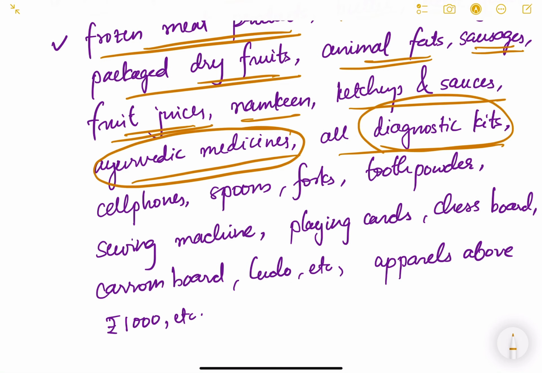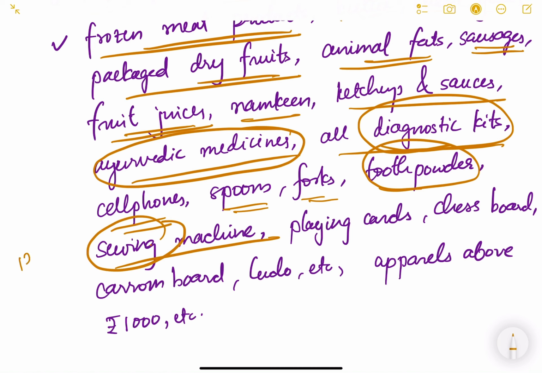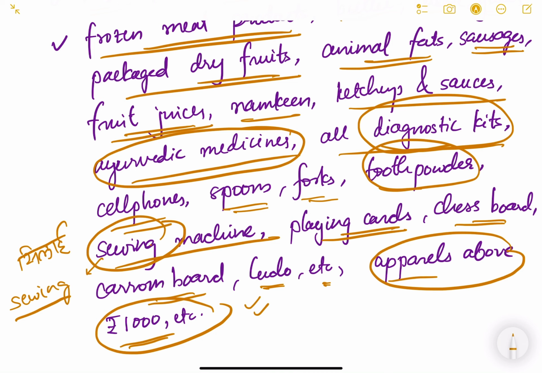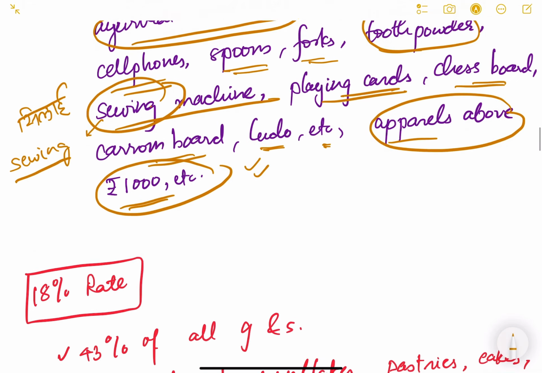Then all diagnostic kits, cell phones, spoons, forks, tooth powder, sewing machine means silai machine. So see friends, this is spelled as SEWING, but its pronunciation is sewing, okay, you should know this. It is not sieving machine, it is sewing machine. Then playing cards, जो पत्ते होते हैं खेलने के, chess board, carrom board, ludo etcetera. Apparels above 1000 rupees. So कपड़े जो 1000 रुपये से ज़्यादा है, they are also taxed at 12%.